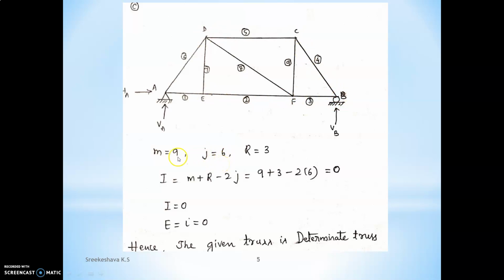How many external reactions? At A, I have a hinge support. Hinges will develop 2 external support reactions. At B, I have a roller, only one external support reaction. Therefore, totally 2 plus 1, 3. So, using these parameters in the final equation, we are getting 0. Therefore, both internal as well as external indeterminacy are 0, because total indeterminacy is 0. That means both I and E are 0. Hence, the given truss is a determinate truss.